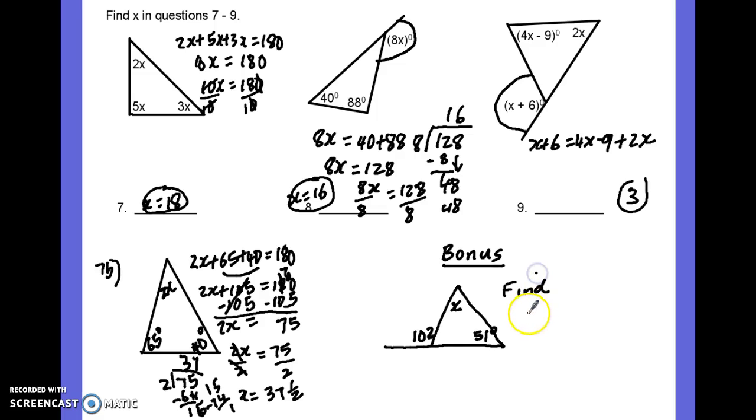Well, you use the same principle. You look at it and you say, oh, this is the exterior angle here. It's 102. So the theorem says the exterior angle is equal to the sum of the two remote interior angles. So you say, oh, 102 is equal to x plus 51. Okay, if you like, you can switch and use the symmetric property and say x plus 51 equals 102. And you subtract 51 from both sides.